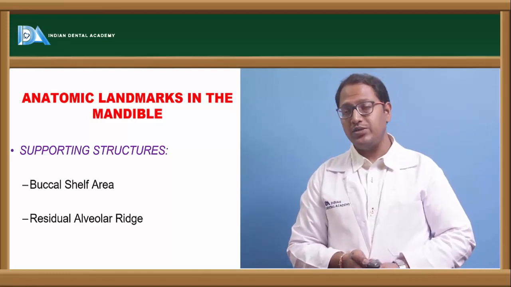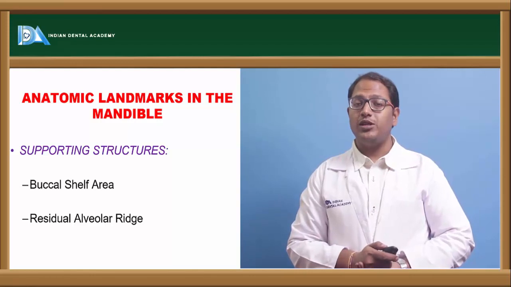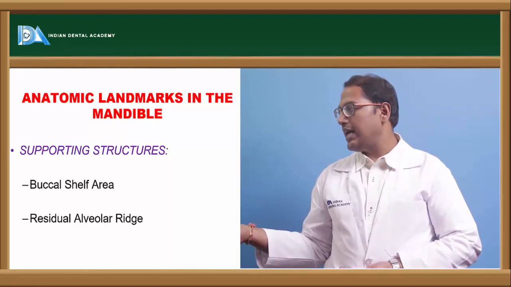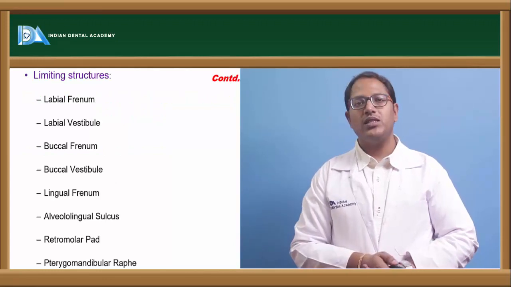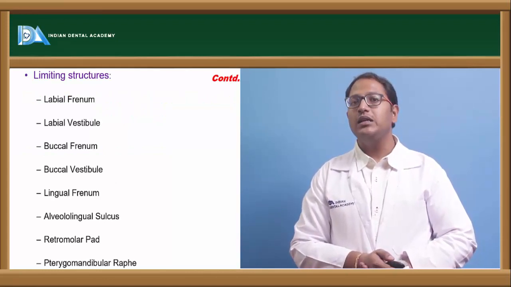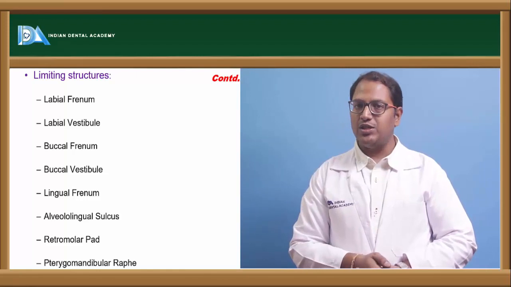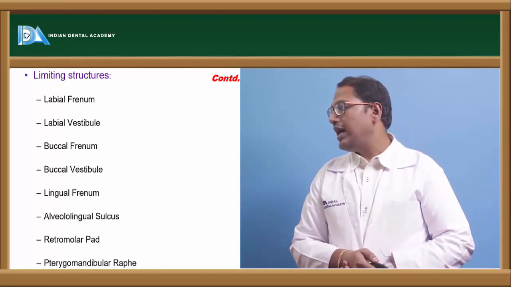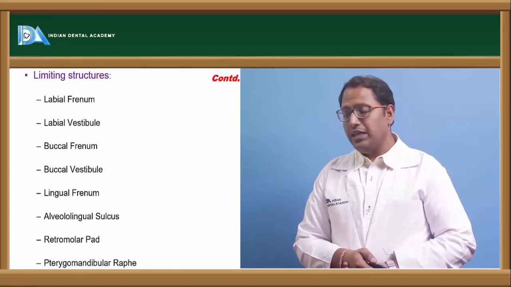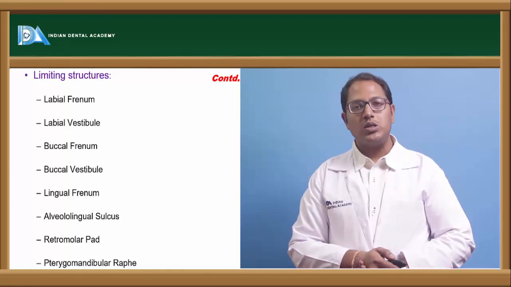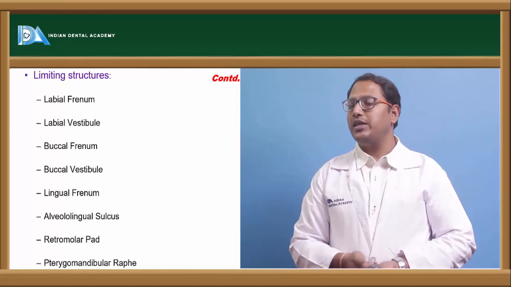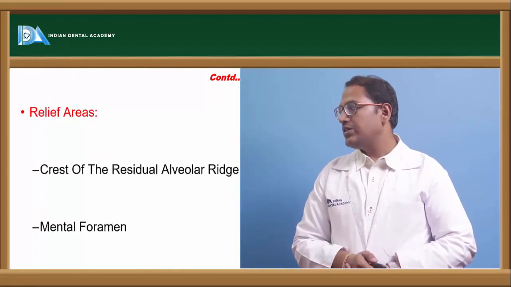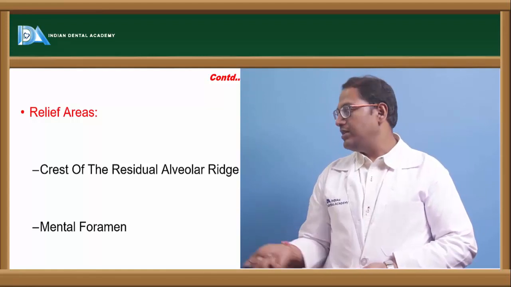Same again, supporting structures. So here the supporting structure is buccal shelf area. We'll see what is it. Residual alveolar ridge as usual. The limiting structures will be the same as that of maxilla except posterior palatal seal which is not present here. Instead of that we will have retromolar pad. We will have pterygomandibular raphe. Recently retromolar pad is also considered as a supporting structure according to the new Boucher. Relief area, crest of the alveolar ridge, mental foramen.